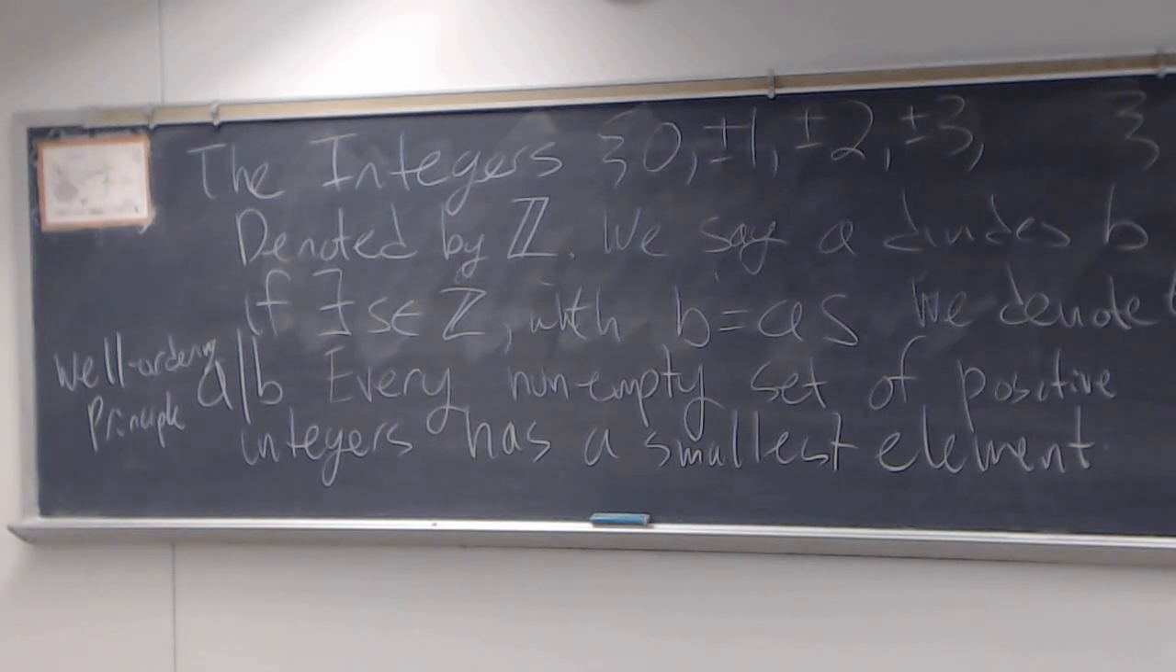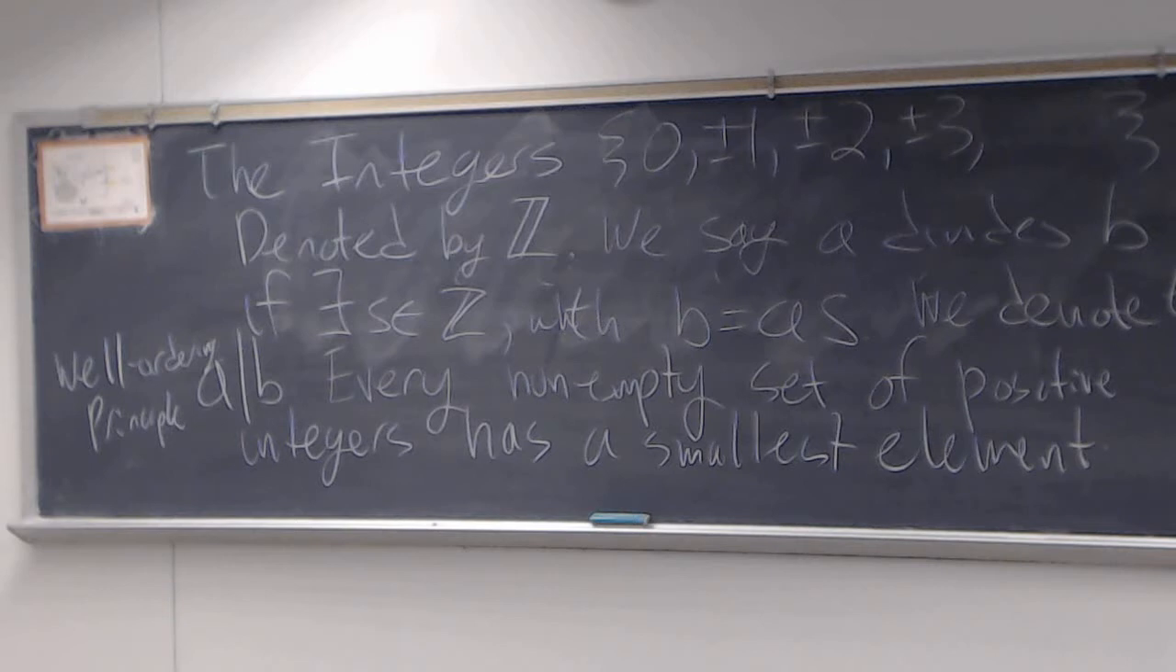Okay, so we're going to begin our set looking at this set called the integers. These are just the whole numbers, 0, plus or minus 1, plus or minus 2. We denote it by the symbol Z, a boldface type Z. And we say that an important relationship is divisibility.